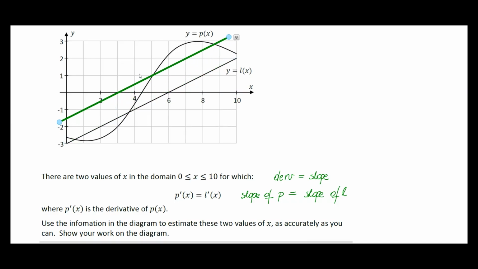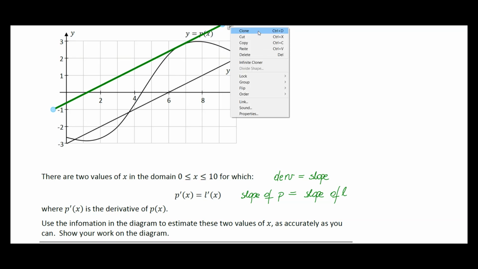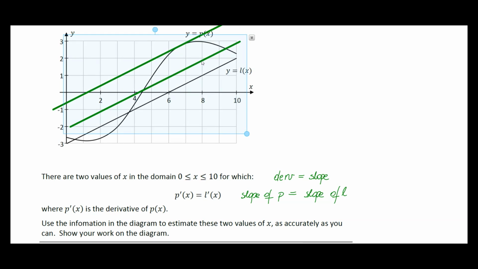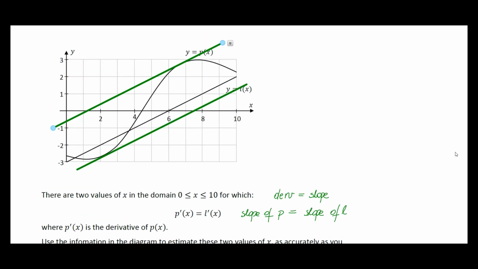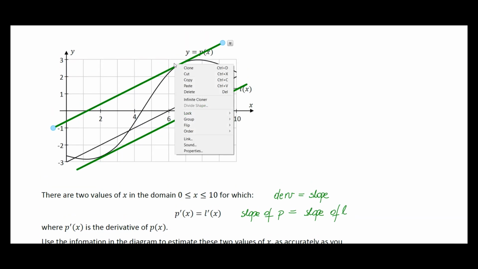Okay, let's move. So that's what you do. You use your line and you draw, and then let's clone that. Oh, that's not what we want to do. And we go again. We are looking for a place where that line will touch our cubic function. That's basically what I'm looking for.